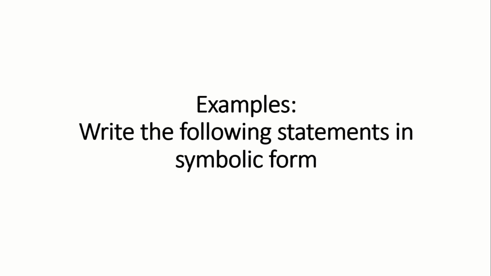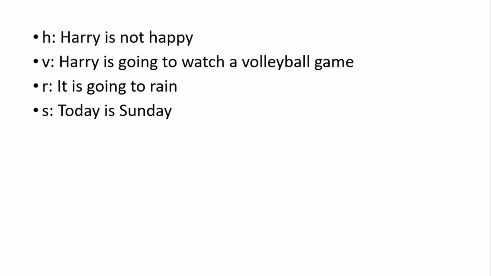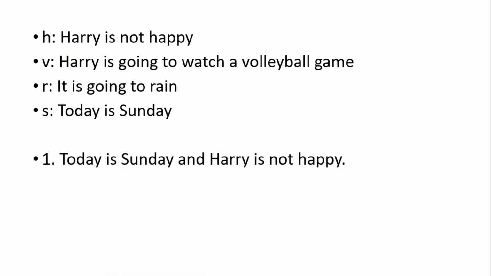So examples: write the following statements in symbolic form. We have here the four propositions, H, V, R, S. Number one, today is Sunday and Harry is not happy. Today is Sunday, so we have S. And Harry is not happy, so we have the negation of H. So this is now S, then we have the hat and the negation of H. So in symbol form, we have S, hat, negation of H.